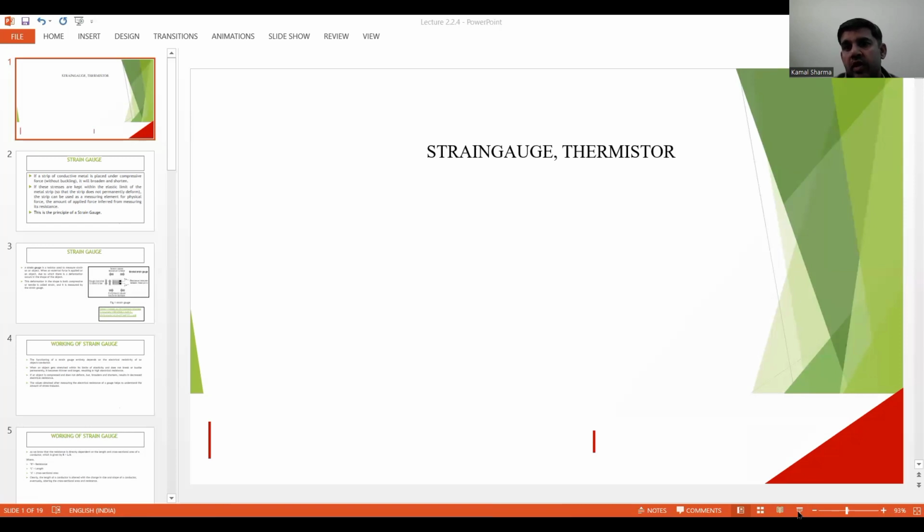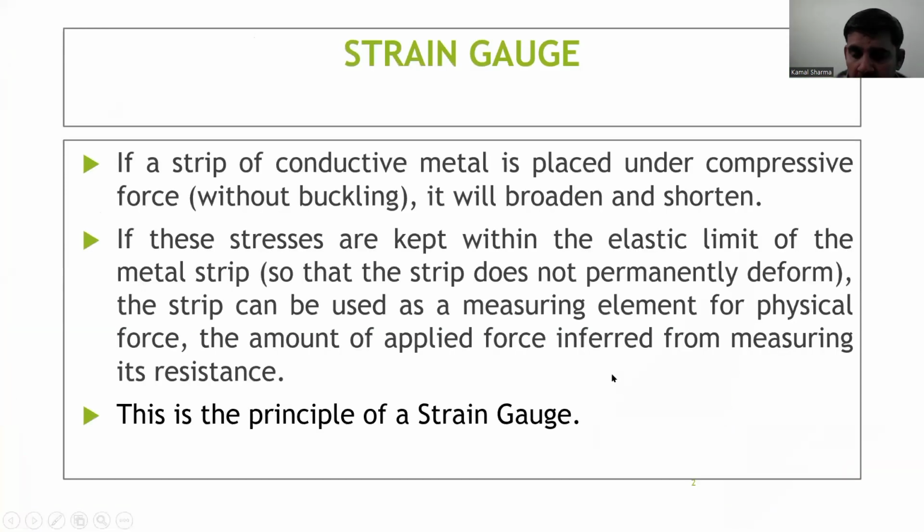Let's start. The strain gauge and thermistors are, as the name suggests, related first of all to pressure, and basically to broaden or to shorten or not to deform, right?